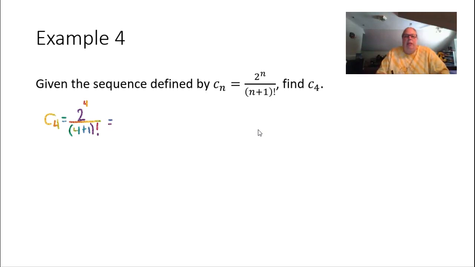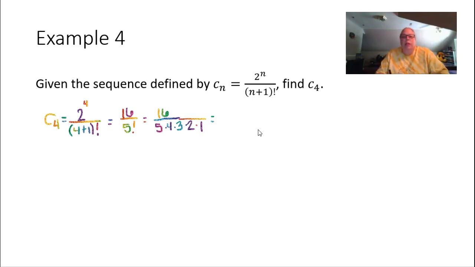All right, in the calculator, 2 to the 4th is 16, and 4 plus 1 is 5. In the numerator, we have 16. In the denominator, we have 5 times 4 times 3 times 2 times 1. Now, we can actually multiply those together and then reduce the fractions, but if we're smart, we can take a little bit of a shortcut here.